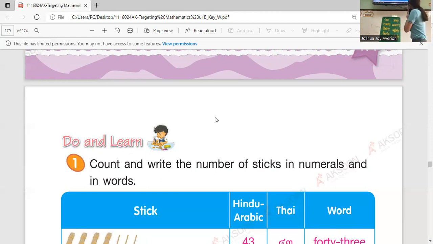Okay, so now you write it in Thai. And then we're going to write it in words. So what is the spelling of 43? We have 40 and then you're going to add 3. Did you understand? Okay, so now try to answer your do and learn number 1.